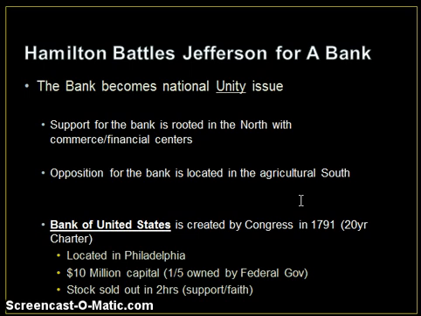in 1791 and gives it a 20-year charter. It's going to be located in Philadelphia. The federal government is going to put $10 million in capital into it, so they own 20% of the bank. They control 20%. Domestic individuals control 60%, and private foreign individuals are going to control the other 20%. So everyone has a part in the bank. The reason individuals, domestic and foreign, private individuals are going to be involved is to provide support and good faith for the bank. And the federal government is going to provide trust because they're putting in $10 million in capital.